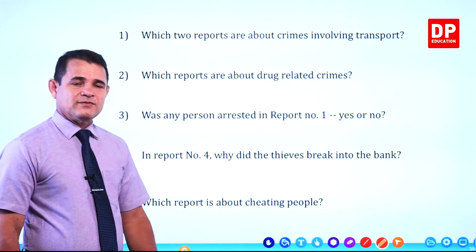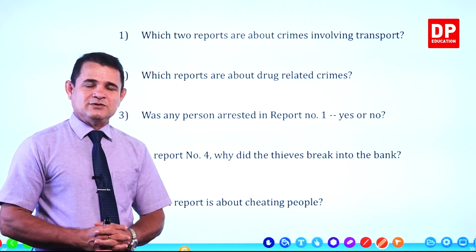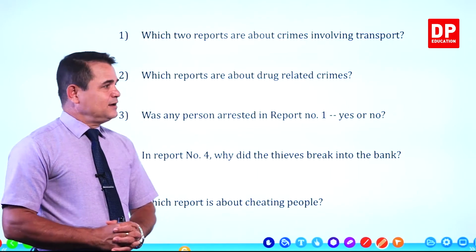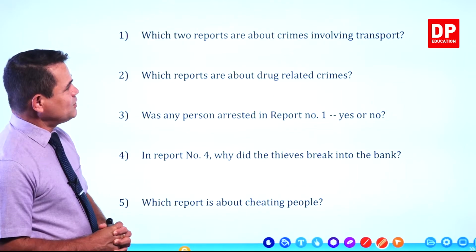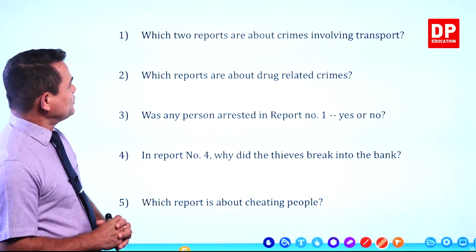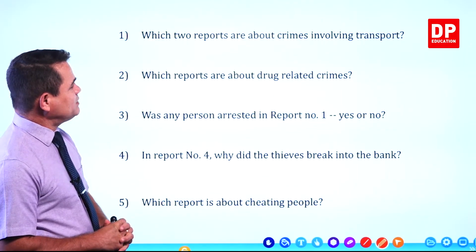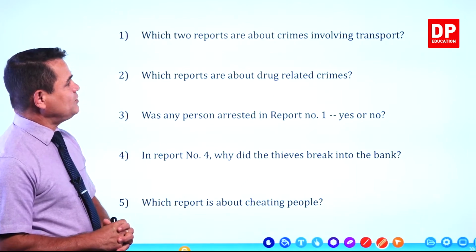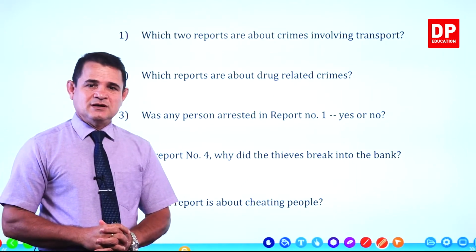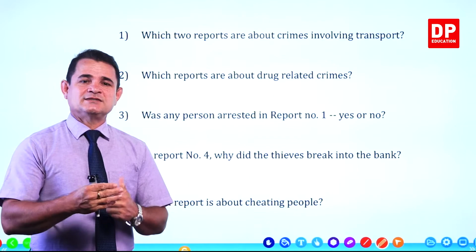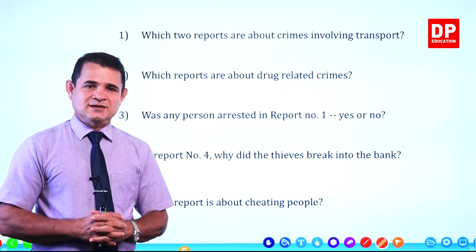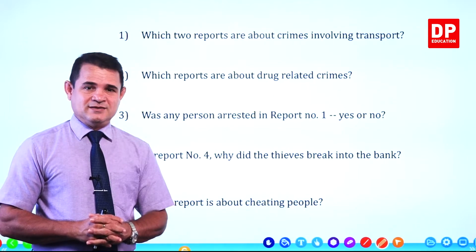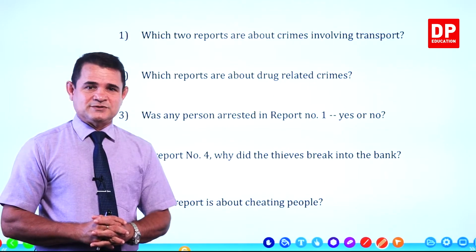Now I hope that you can remember those facts. Let's try to answer these questions. First one, it says, which two reports are about crimes involving transport? ප්‍රවාහනය සම්බන්ධ reports දෙක මොනවාද? Involve, අඩංගු වෙන. So, what are the reports?